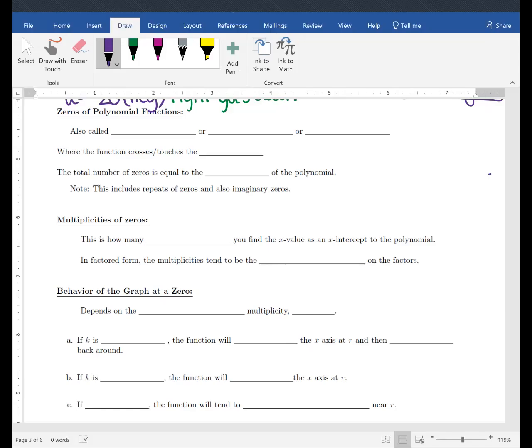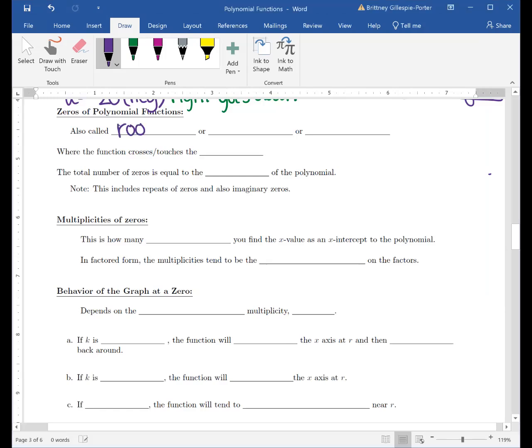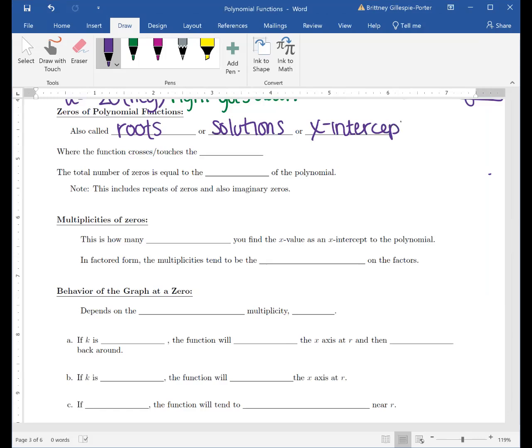This section is really definition heavy. There's a lot of new things to learn about polynomials. And the next thing that we're going to learn is zeros of polynomial functions. Zeros are also called roots, which are also called solutions, like solutions to the equation, or x-intercepts. This is where the function crosses the x-axis.